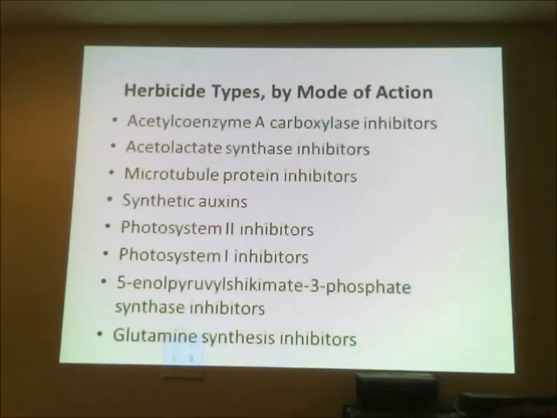Glutamine synthesis inhibitors. These are a class of compounds that prevent glutamic acid from being converted into glutamine, which is another essential amino acid. But more importantly, one of the things that happens when this occurs is that high levels of ammonia can build up in the plant, and that becomes toxic to the plant if this enzyme, glutamine synthase, is inhibited.